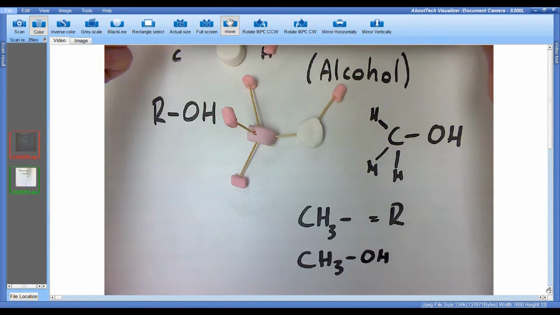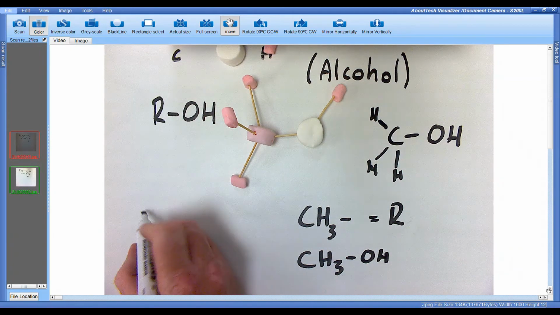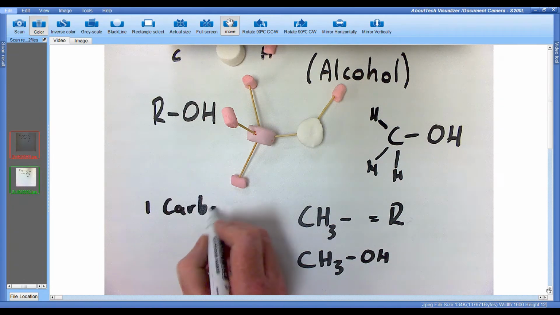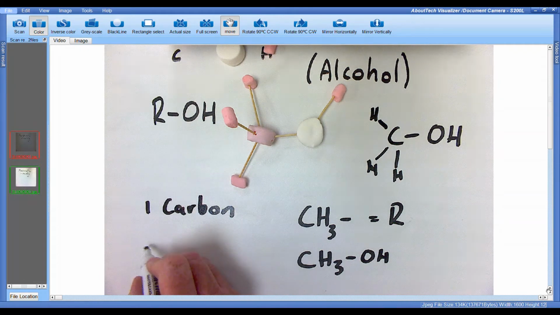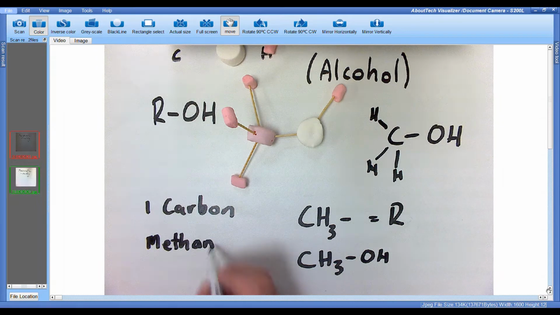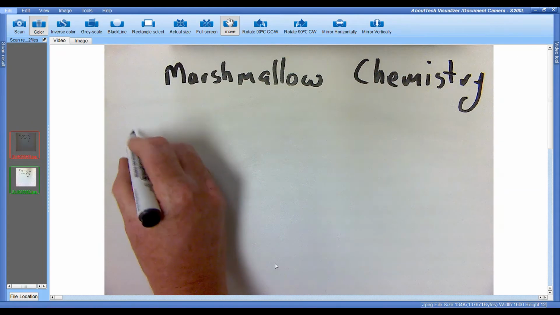When we go to name this molecule, it's like the hydrocarbons we've been focusing on. We need to count up the number of carbons. This molecule has 1 carbon, and the prefix for 1 carbon is meth. Given there are no double bonds, we use an "an" coming from the word alkane, and the OL part stands for the alcohol. So the overall name would be methanol.